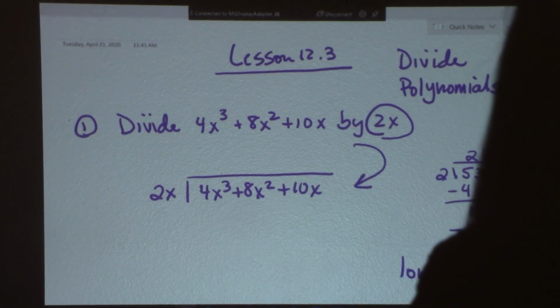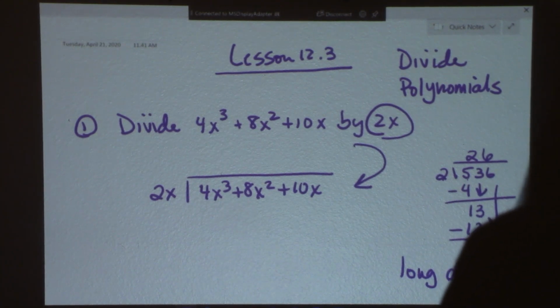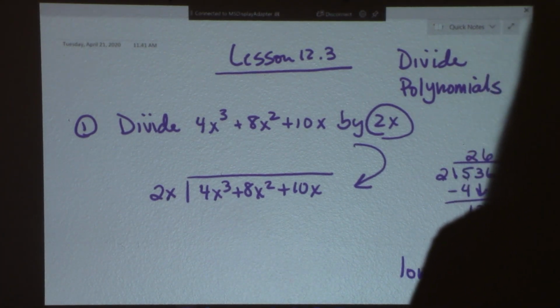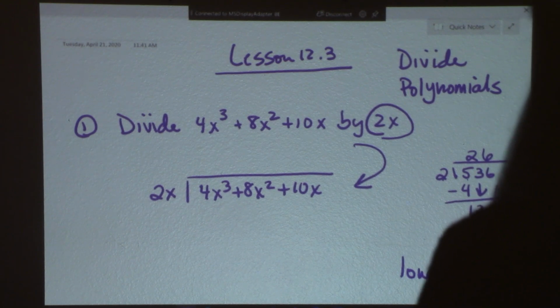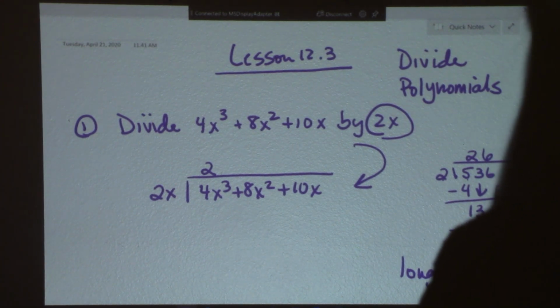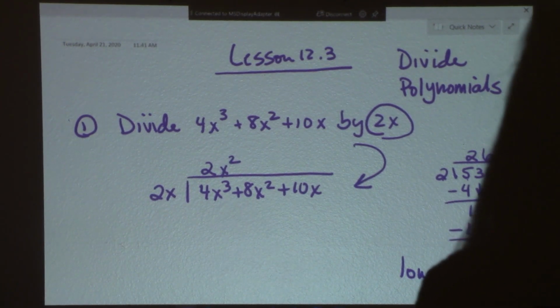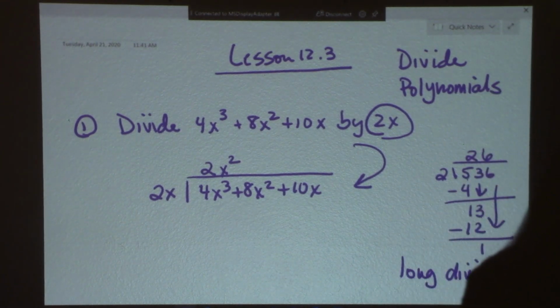All right, so let's start that here. Just in the same way that I said, how many times does 2 go into 5? I ask myself, what do I multiply 2x by that will go into 4x cubed? Well, what do I do? 2 times 2 is 4, so I'm going to put a 2 up there. And what do I have to multiply x by to get 4x cubed? Well, x squared.